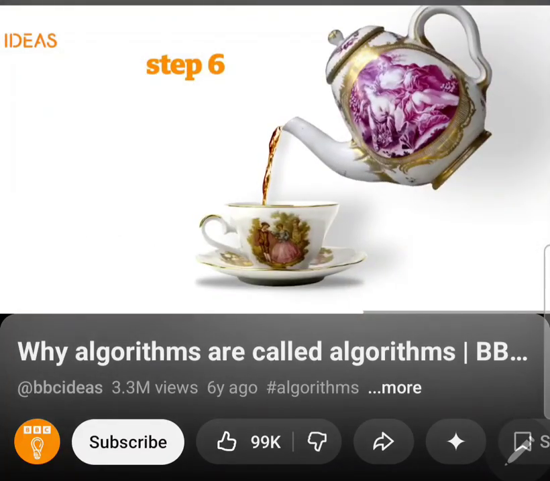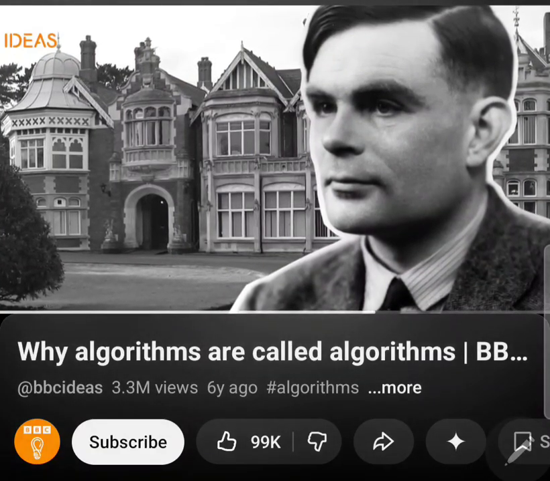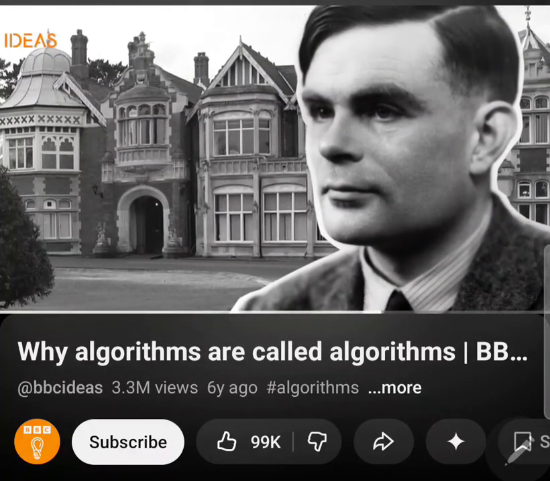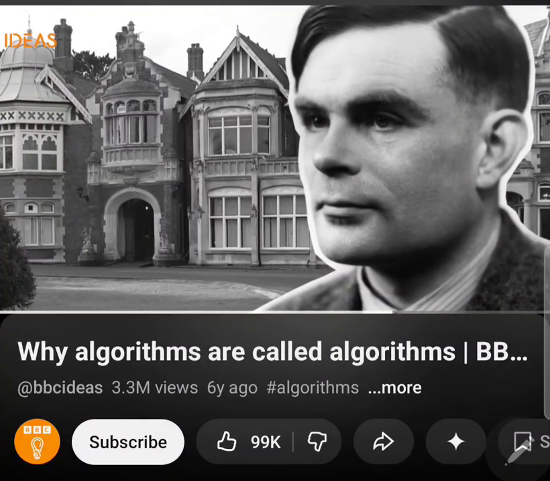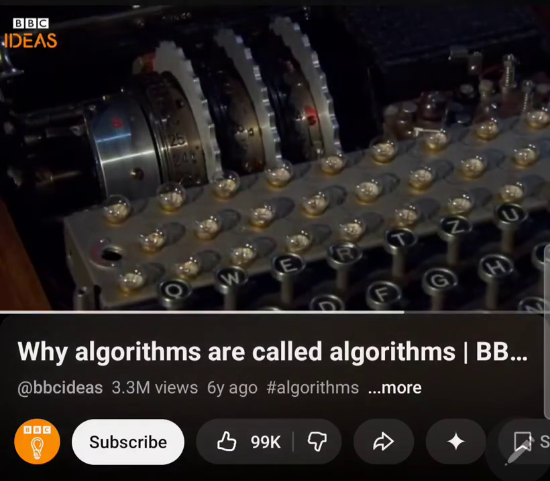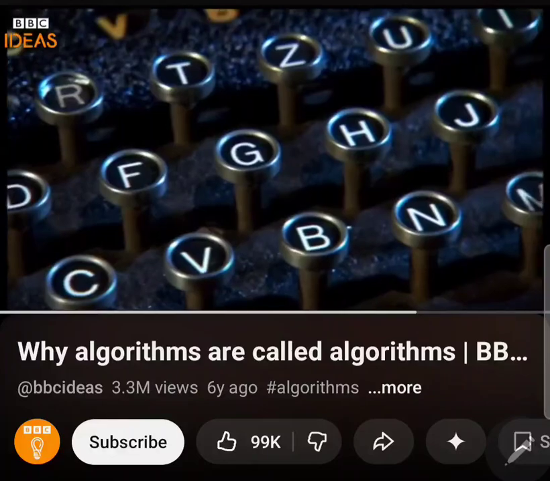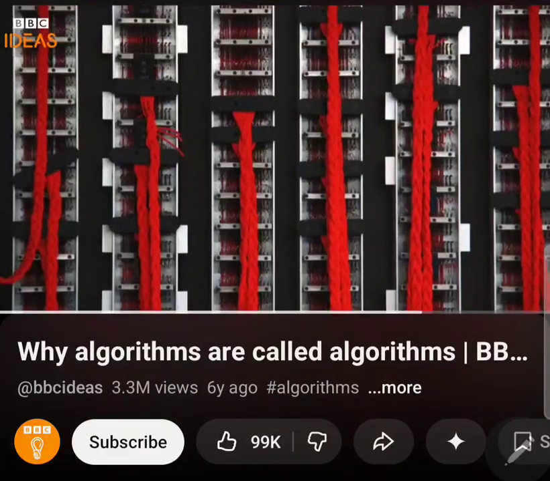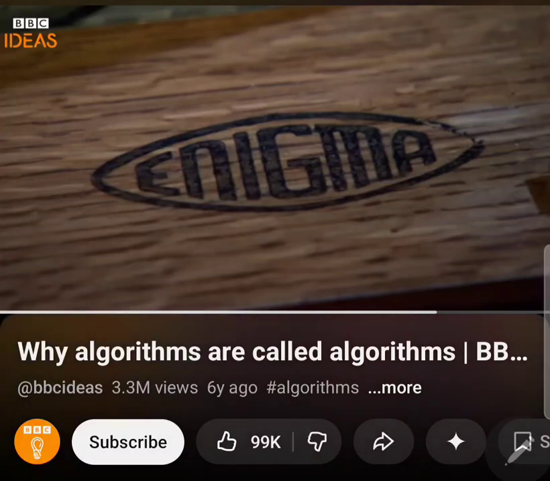In the early part of the 20th century, Alan Turing, the British mathematician and computer scientist, worked out how, in theory, a machine could follow algorithmic instructions and solve complex mathematics. This was the birth of the computer age. During World War II, he built a machine called the bomb, which used algorithms to crack the Enigma code.